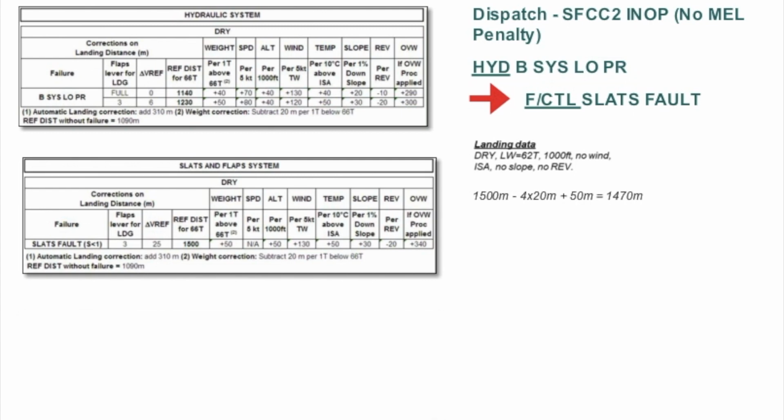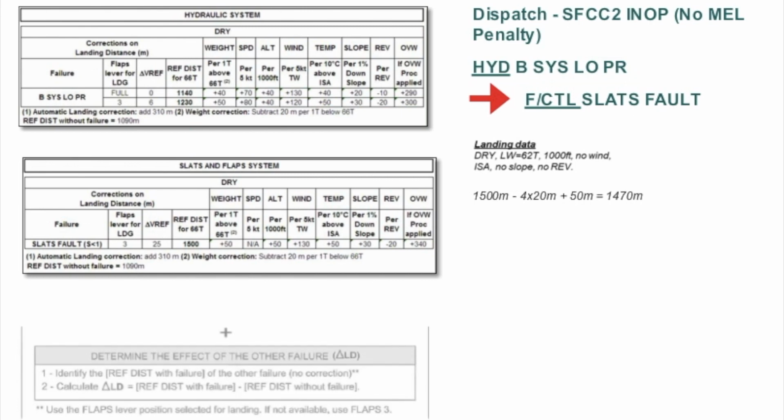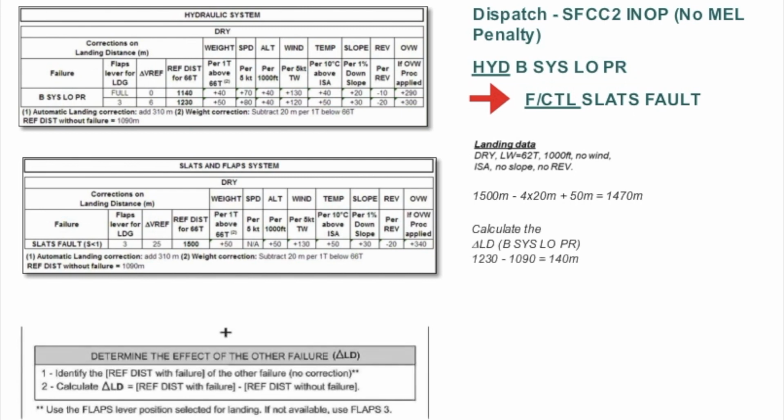Next, we can calculate the delta landing distance. This is done by taking the distance for the other failure, blue system low pressure, at the planned flap setting, in our case CONF 3. This is 1,230 meters, and we then subtract the ref distance without failure, 1,090 meters, from the bottom of the chart, giving us 140 meters of a difference.